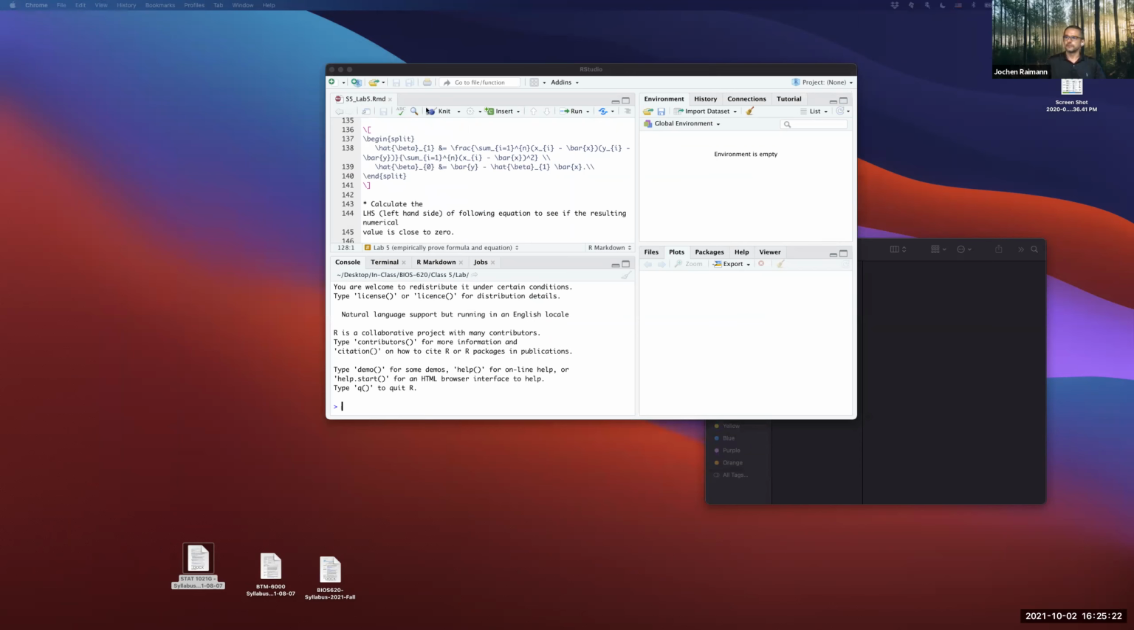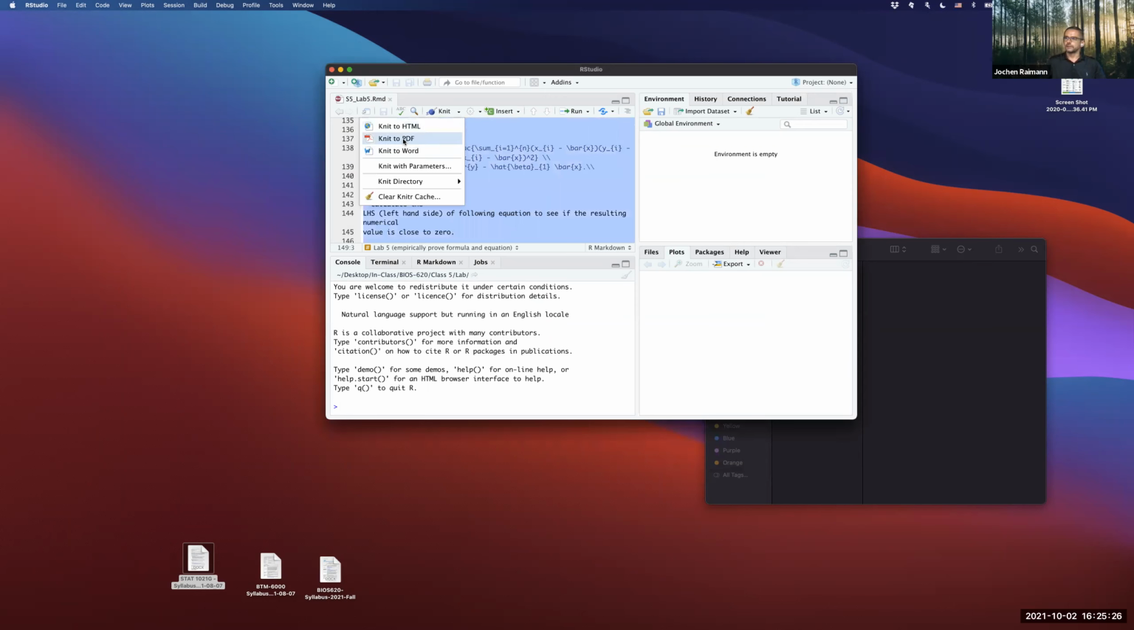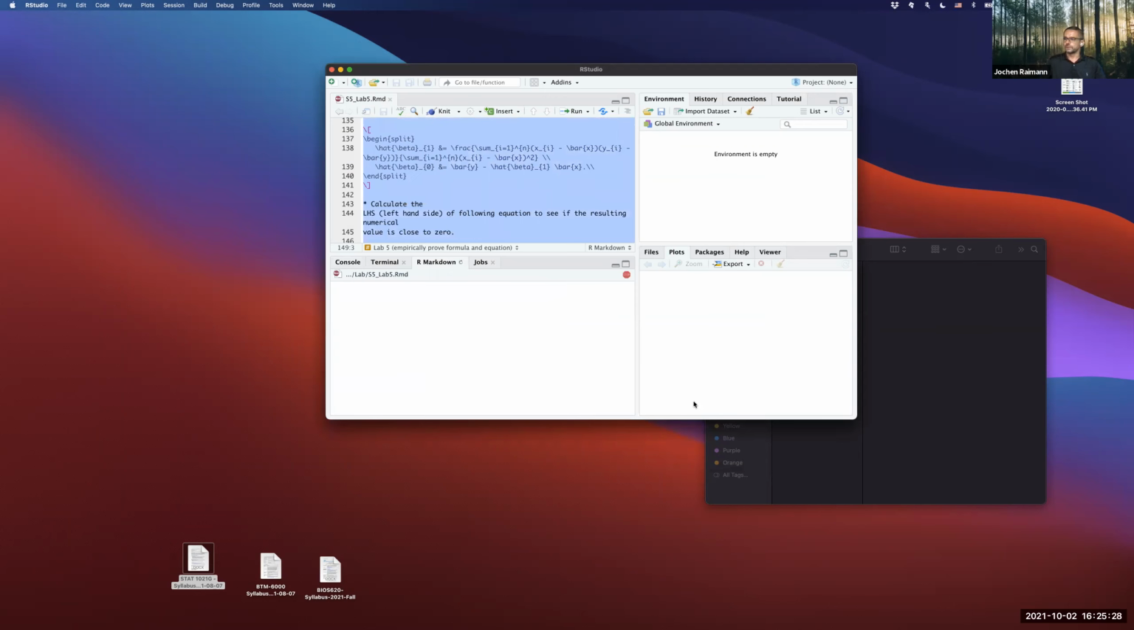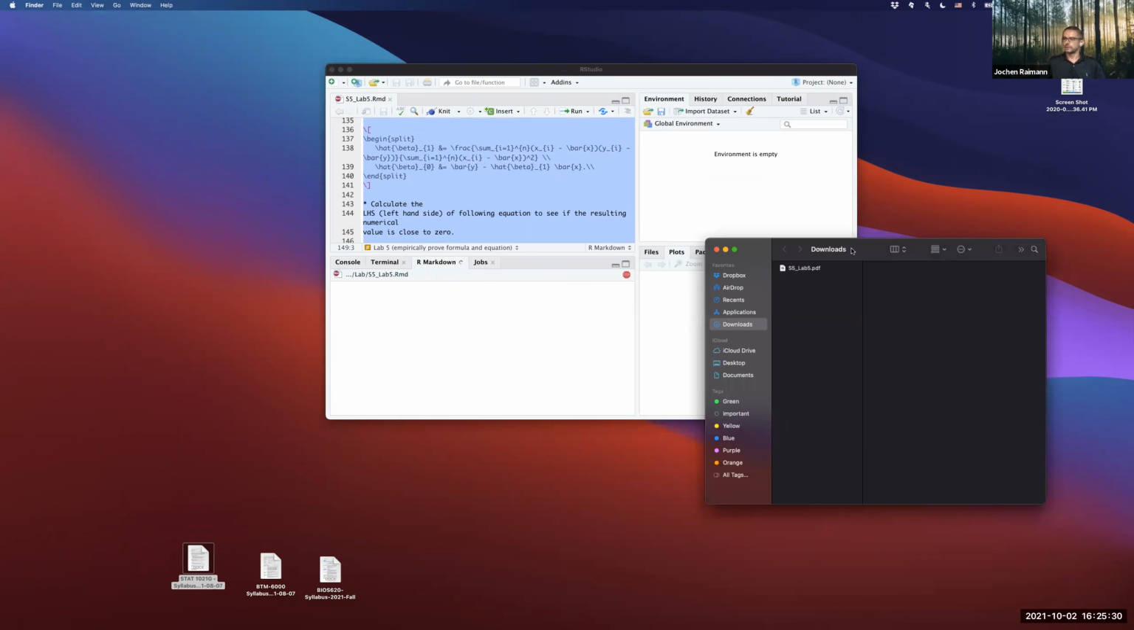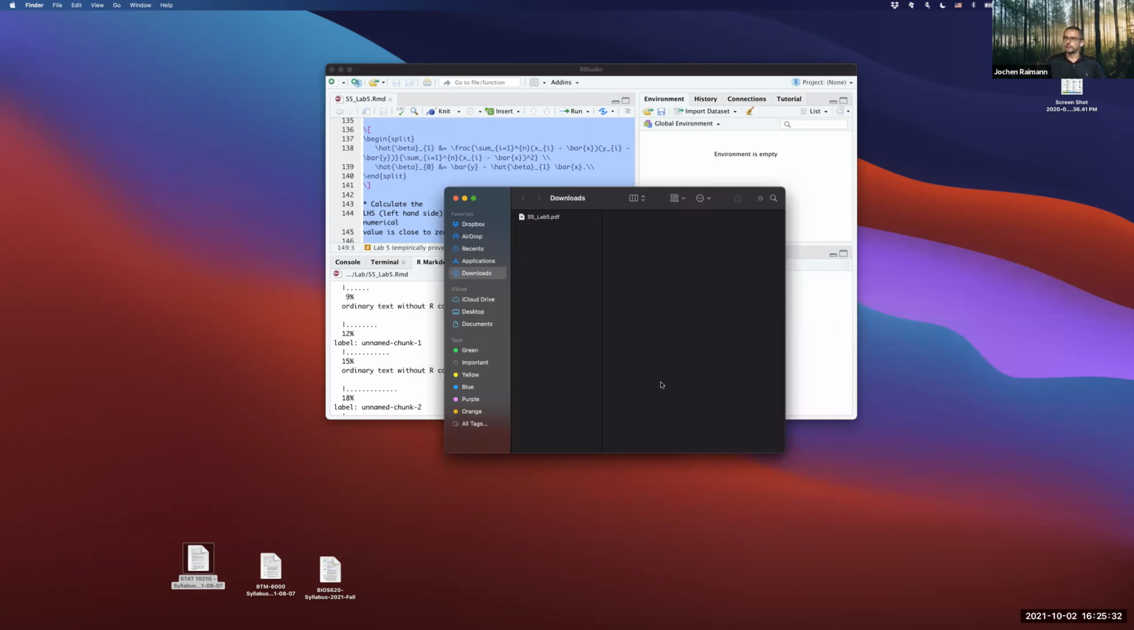Okay, so once again, we are essentially looking at the S5 lab R&D. If you knit it as a PDF, what you see is the PDF file that I have also posted to the lab tab on Blackboard. It was a mistake from my end.